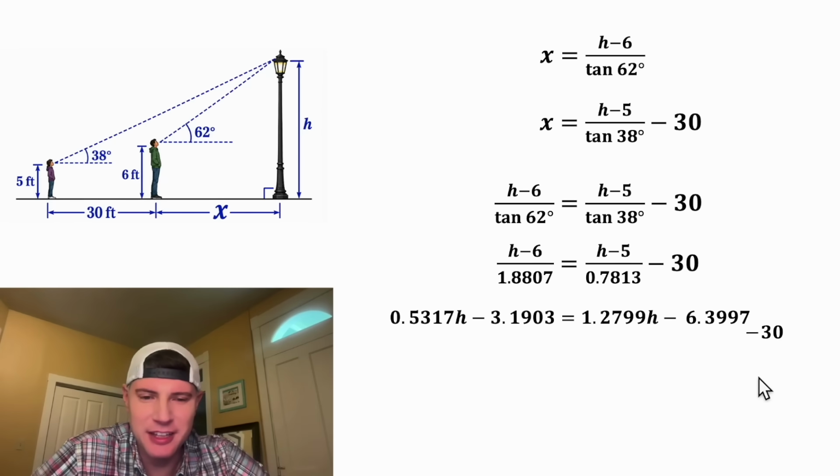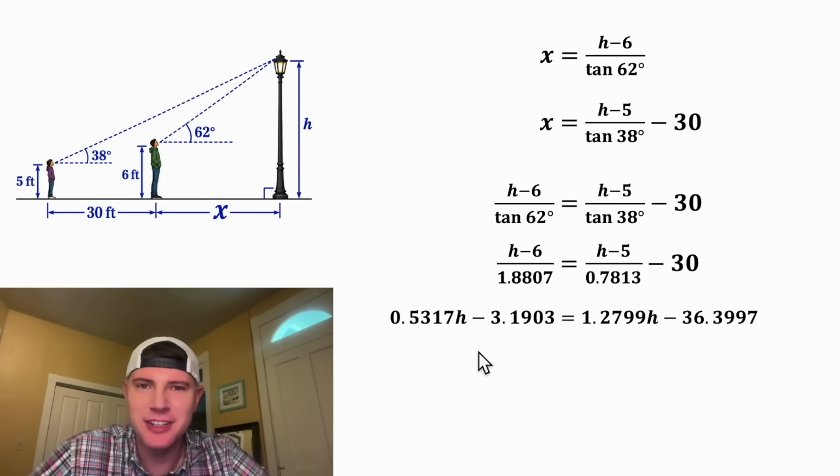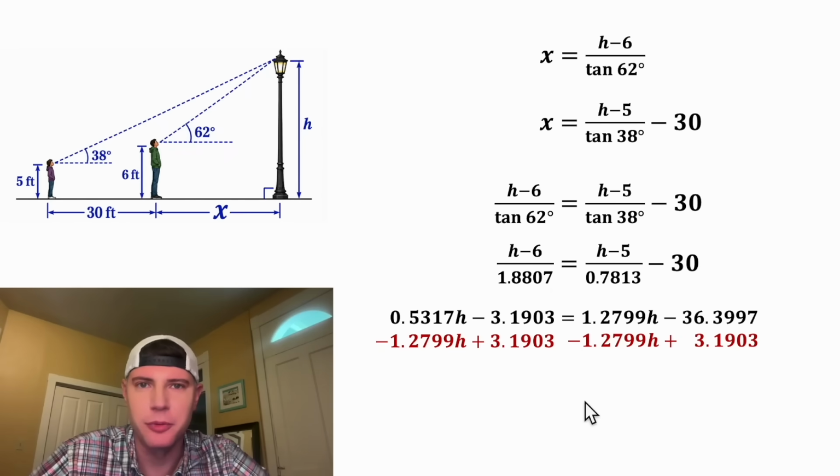Next, on the right-hand side, let's combine like terms. This minus this is negative 36.3997. Next, let's get all these H's to the left-hand side. We can subtract 1.2799H from both sides. And then in the same step, we can also move this constant over here by adding 3.1903 to both sides.